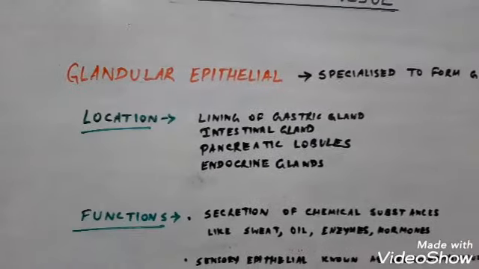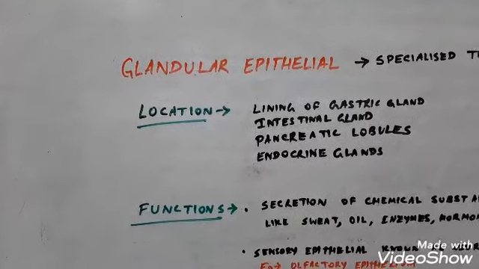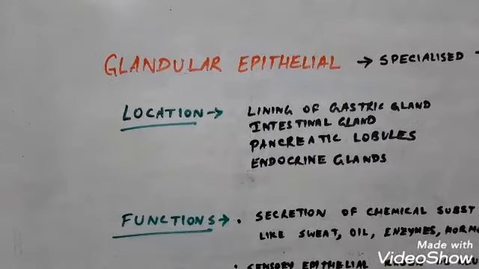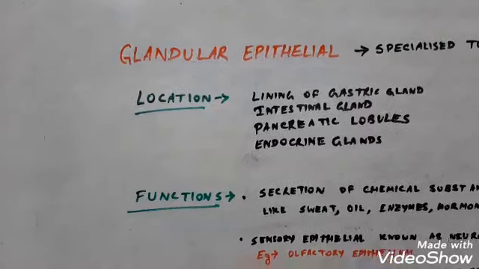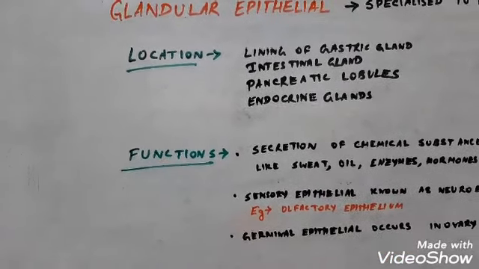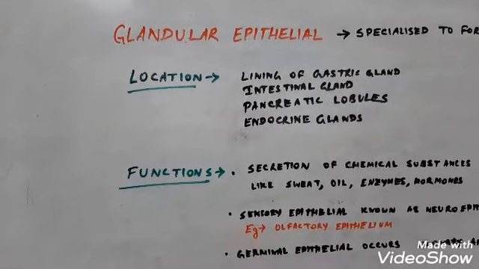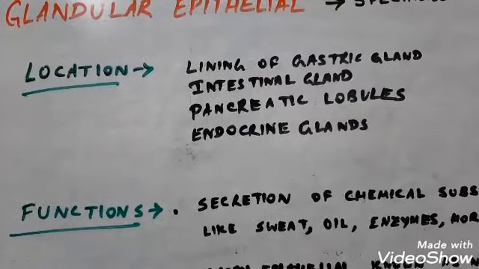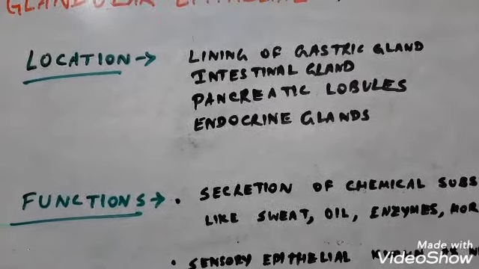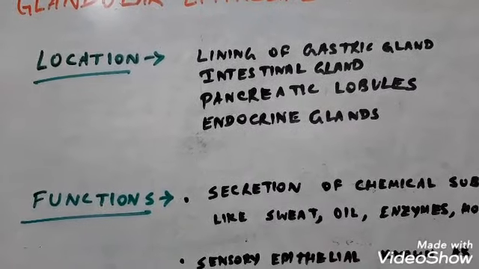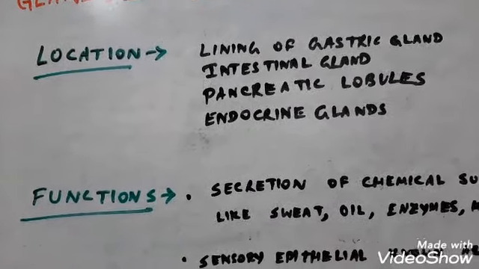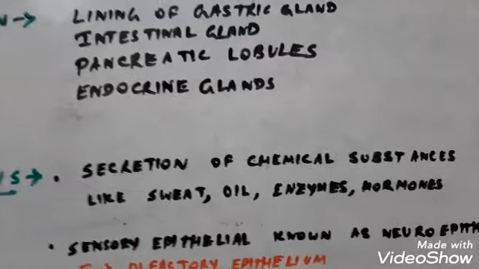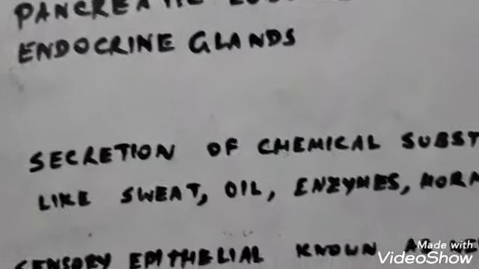Now this can be present in the lining of the gastric gland, lining of the intestinal gland, pancreatic globules and endocrine glands. So generally they are found in the glands of our body. It may be endocrine gland or exocrine gland. Now what does this glandular epithelium do? The function is that they secrete chemical substances such as sweat from the sweat gland, oil from the sebaceous gland, which you can call the oil gland, enzymes from the exocrine gland and hormones from the endocrine gland.